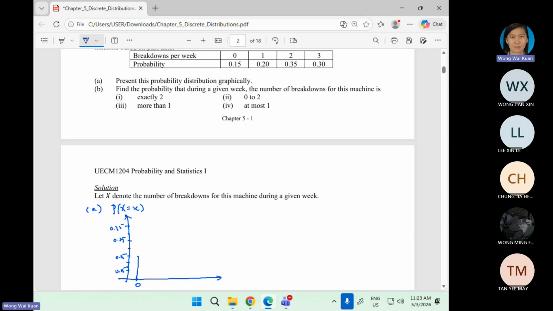Okay? So now, when X is 1, then we have 0.2. Then X is 2, you have 0.35. Then X is 3, you have 0.3. And this is my X.